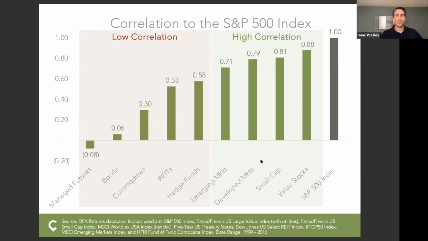So you can break these asset classes that we're looking at into a high correlation and a low correlation bucket as it relates to stocks. What we're looking at is the correlation with the S&P 500 index among a bunch of different types of asset classes. Managed futures, bonds, commodities, REITs, and hedge funds would all be in the low correlation bucket. They don't move together in lockstep on a daily basis. Whereas some of these others, emerging markets, developed markets, small cap stocks, and value stocks, do move more in lockstep day to day with the S&P 500.